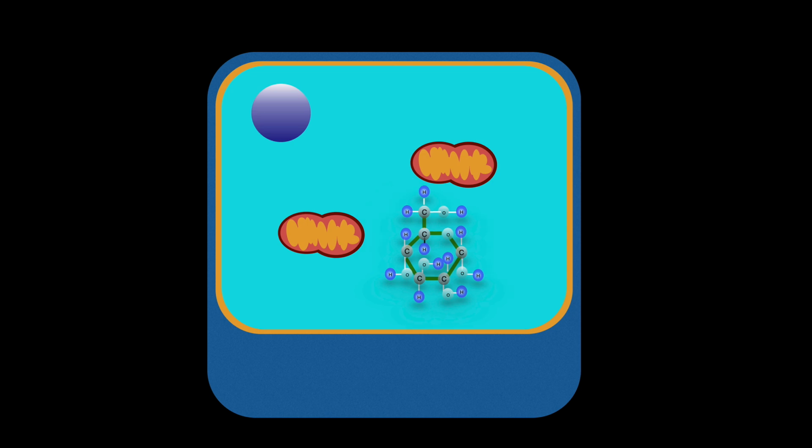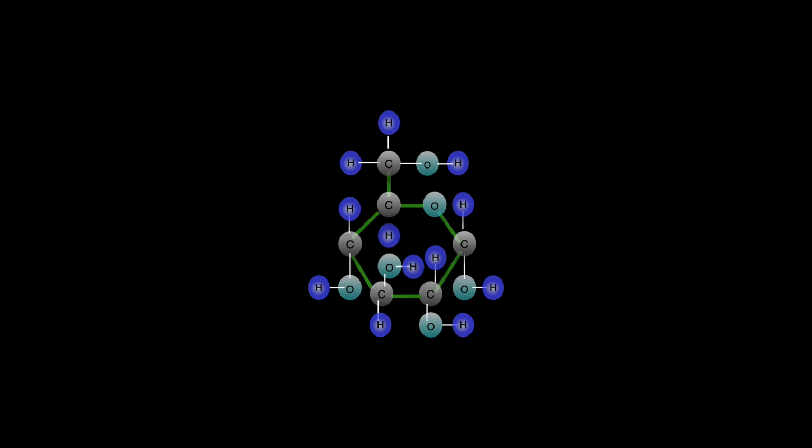So there's a process that happens outside of the mitochondria in the cytoplasm. And that process is called glycolysis. Glycolysis is the breakdown of a glucose molecule, a 6-carbon molecule, into 2 3-carbon molecules. And this video is essentially a summary of that process.